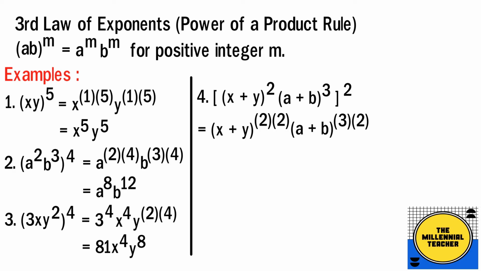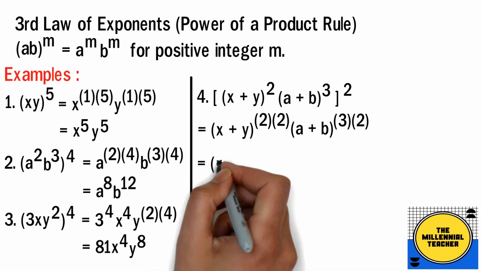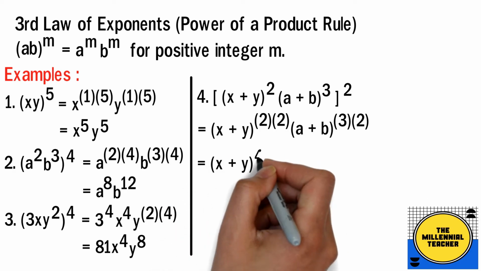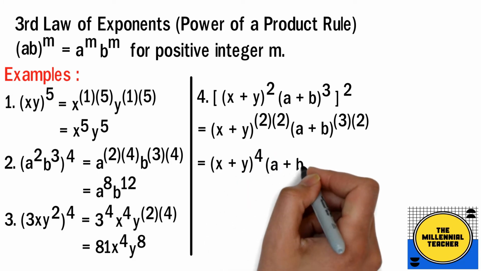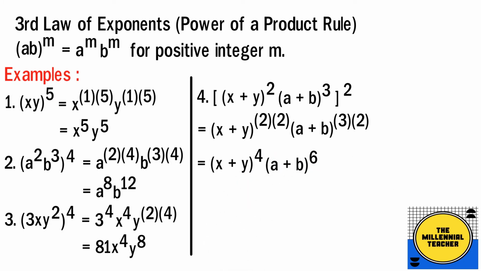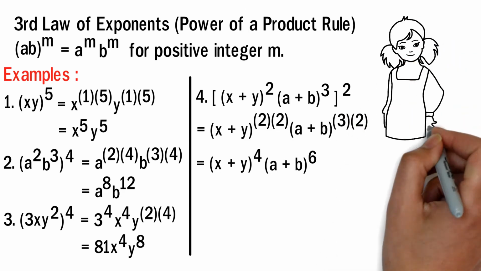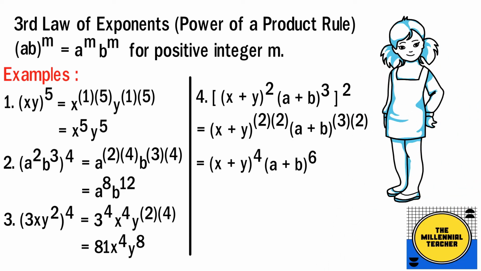By simplifying, ang final answer, student, ay quantity x plus y raised to 4 times quantity a plus b raised to 6. At ayan, ang third law of exponent, student.